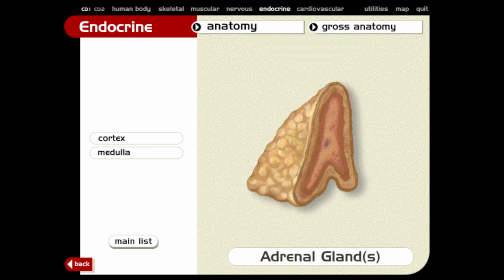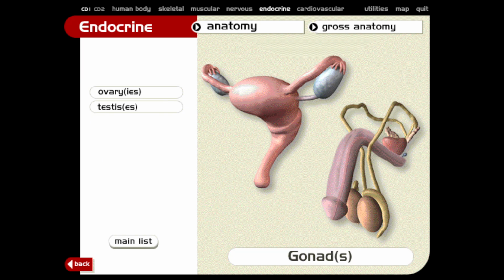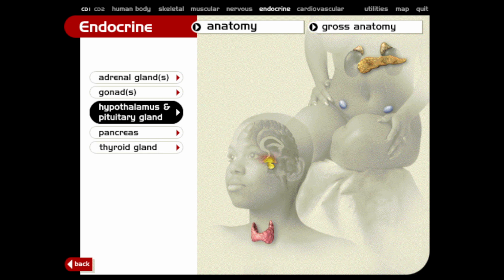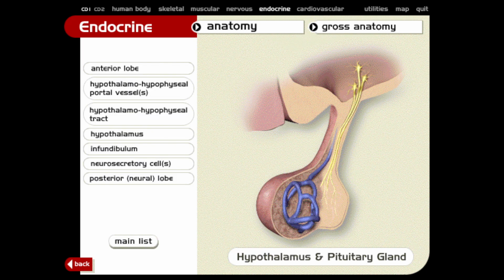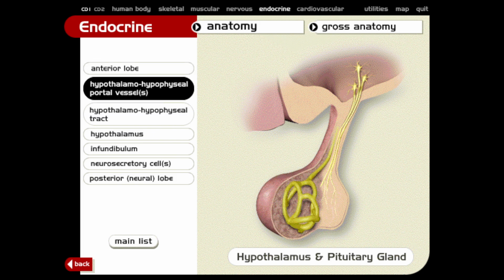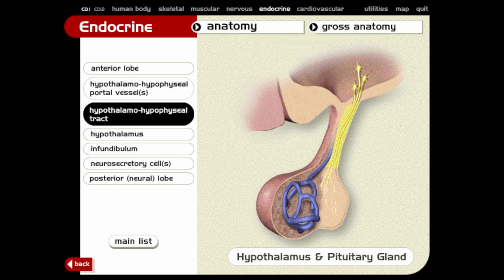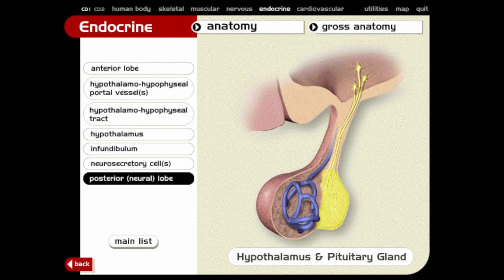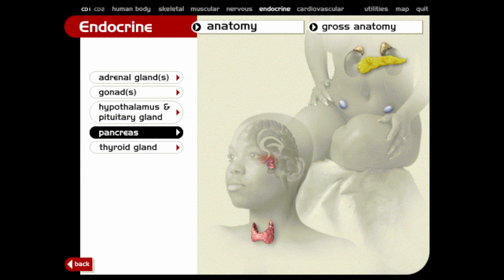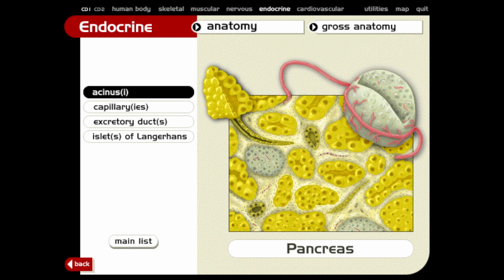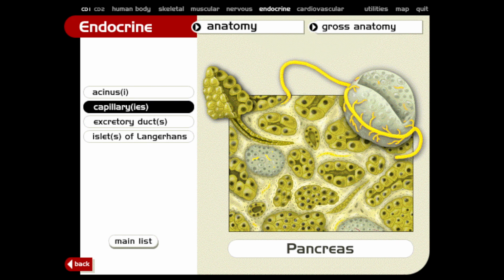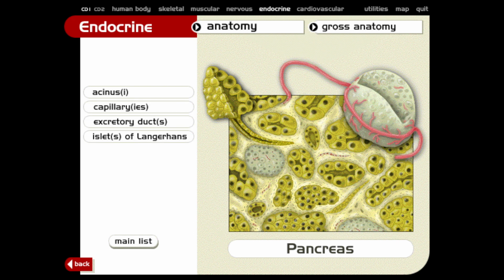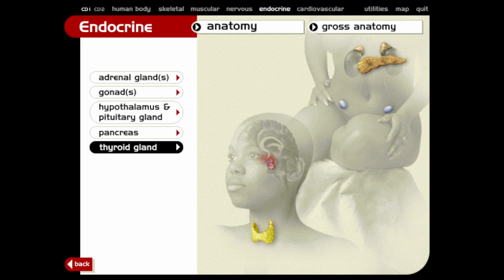Adrenal gland. Gonad. Hypothalamus and pituitary gland. Pancreas. Thyroid gland.